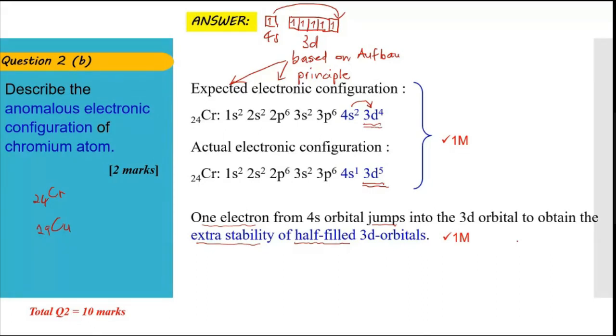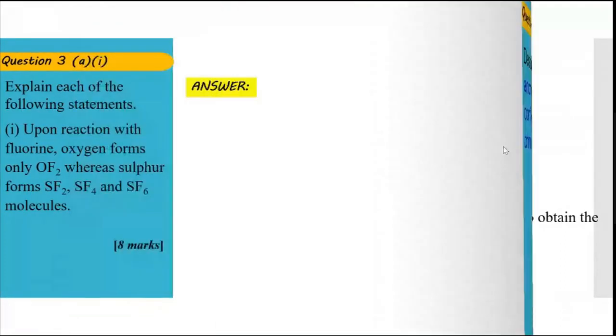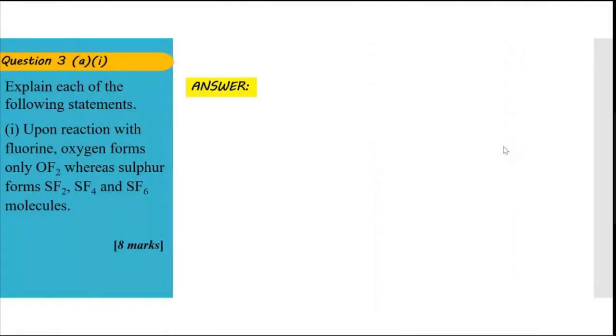So we are done with question 2, total marks 10. This is also the marks allocation for PS1, chapter 2, 10 marks. Now I move on to question 3, which is a chapter 4 question. Explain each of the following statements. Upon reaction with fluorine, oxygen forms OF2, whereas sulfur is able to form SF2, SF4, SF6.